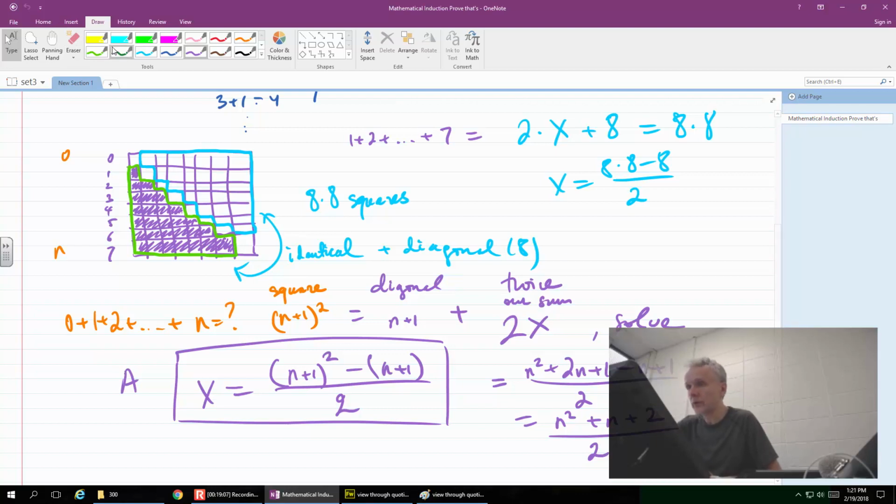So minus n plus 1, so 2n plus 1 minus n plus 1 over 2. This probably is the best for our purposes. What is wrong with this?